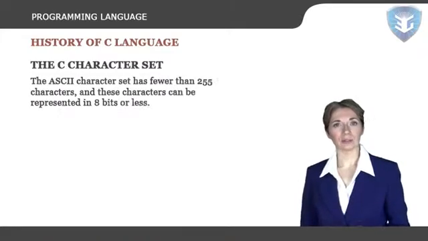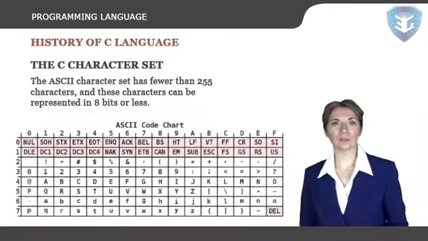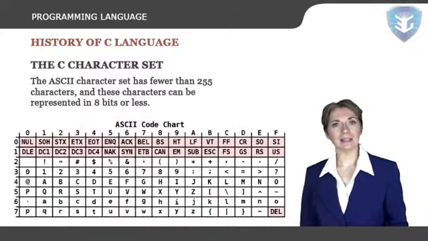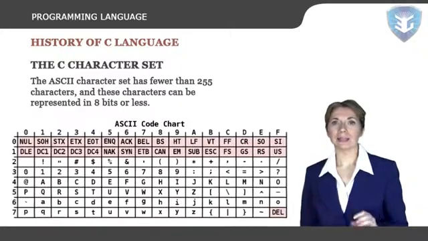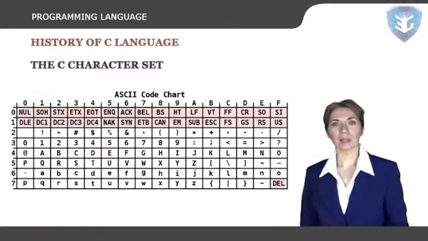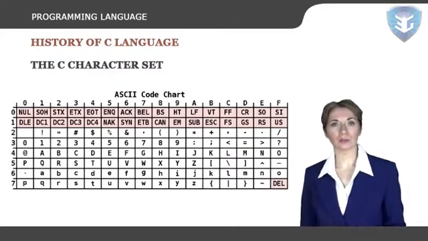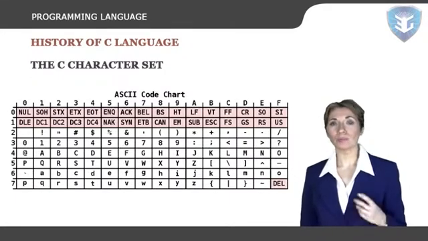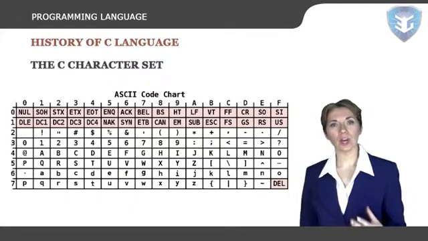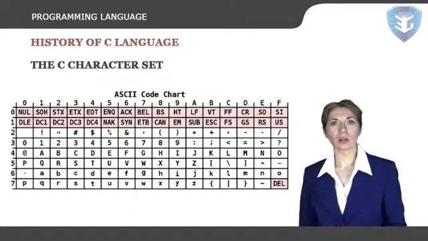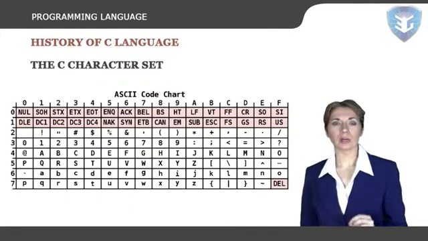The ASCII character set has fewer than 255 characters, and these characters can be represented in 8 bits or less. However, in some extended character sets, so many characters exist that some characters' representation requires more than 8 bits. A special type was created to accommodate these larger characters, called the wchar_t, or wide character type.